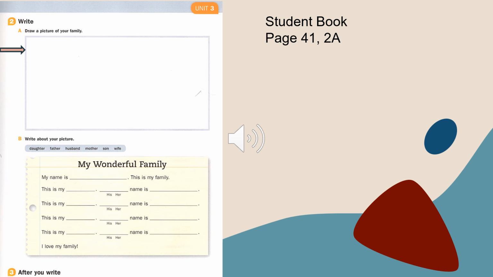Here is page 41 in the student book. We're going to do exercise 2A. In your book, draw a picture of your family. You don't have to be a great artist, just do your best.